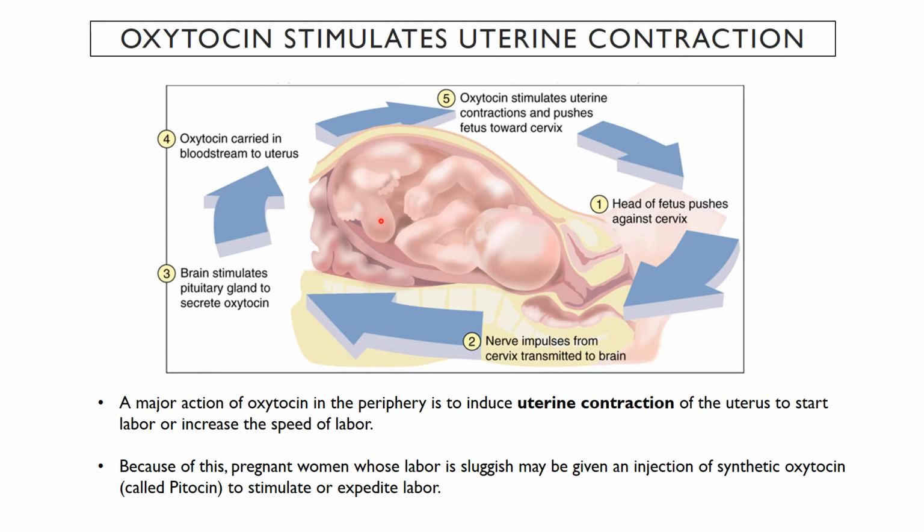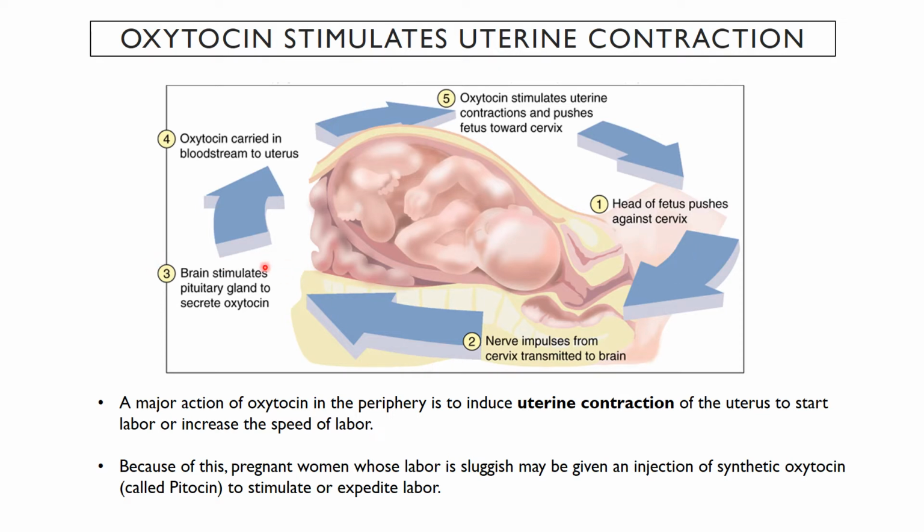When the baby's ready to come out and birth is about to happen, if the baby's oriented in the correct orientation, the head of the fetus will be pushing up against the cervix. So that's the first step here. This initiates nerve impulses. There are all kinds of touch and stretch receptors in the cervix. This information gets transmitted up to the brain.